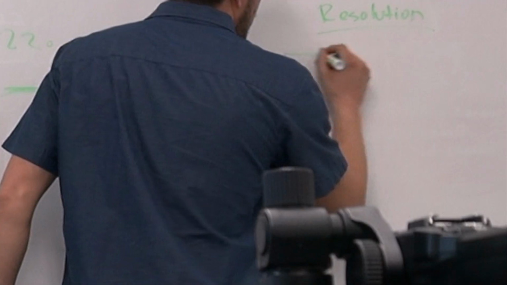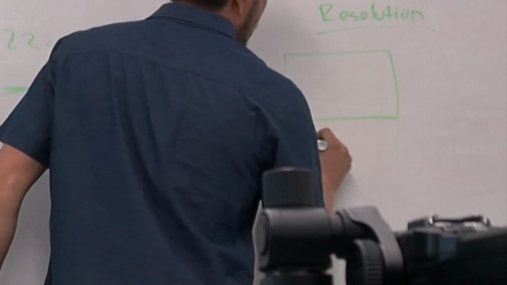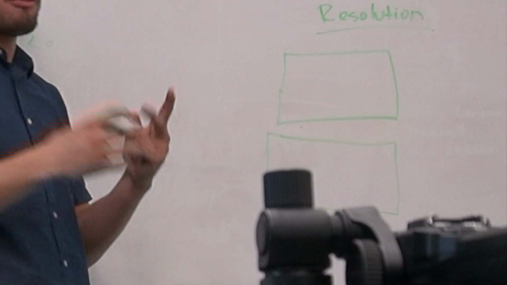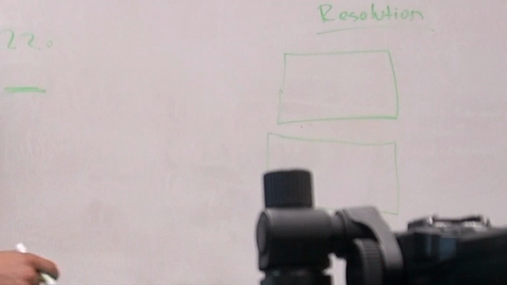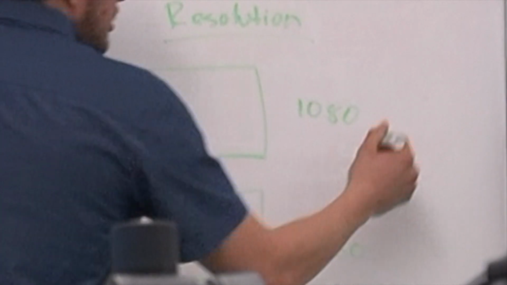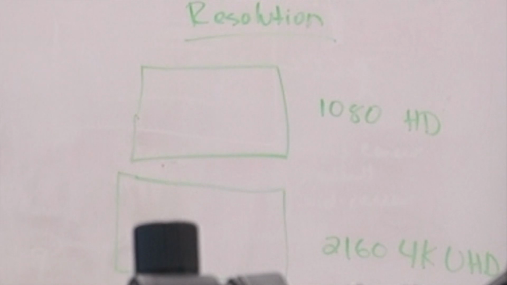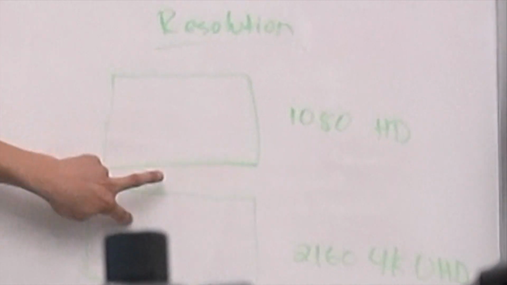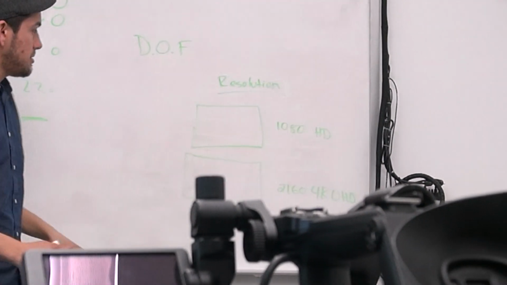I'm going to draw 2 boxes right here. And these boxes are going to represent our frame. Same size, we're going to pretend these are the same size. This one down here is going to be 2160. This is HD. This is 4K, or also known as ultra high definition. Same space, okay?